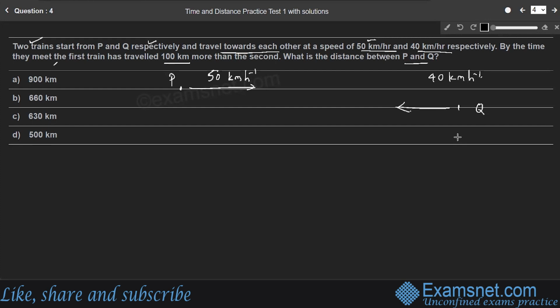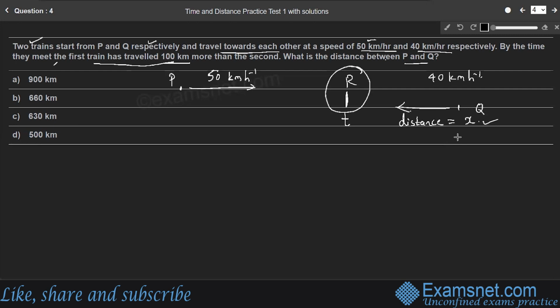By the time they meet, we'll consider a point R somewhere here, point R or a place R. By the time they meet, the first train has traveled 100 kilometer more than the second one. So here, consider the distance covered by the second train as X kilometer by the time they meet, right? We don't know the time taken by both the trains to reach that distance X. Let us consider T as the time taken by both the trains to reach point R, right?